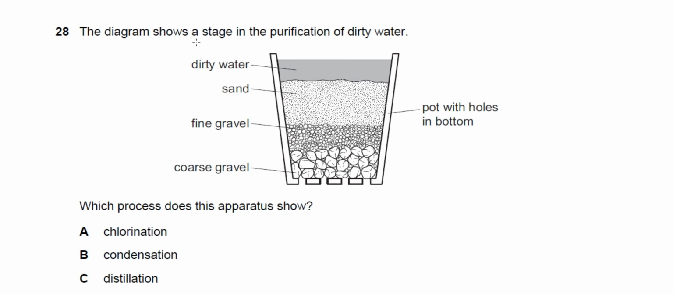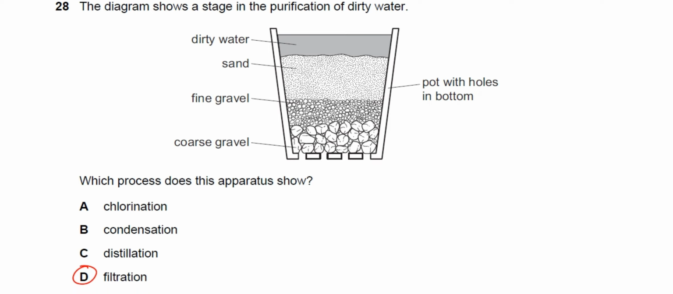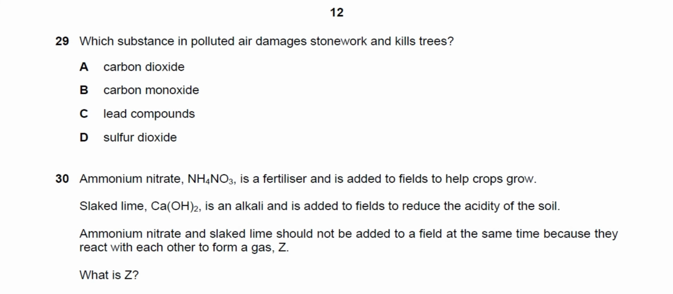The diagram shows a stage in the purification of dirty water. He says which process does the apparatus show? So actually it is filtration. Large particles get stuck, and then at the end we will get pure water. All the large particles are stuck over there. So what should be the right answer? Filtration. A simple question again.